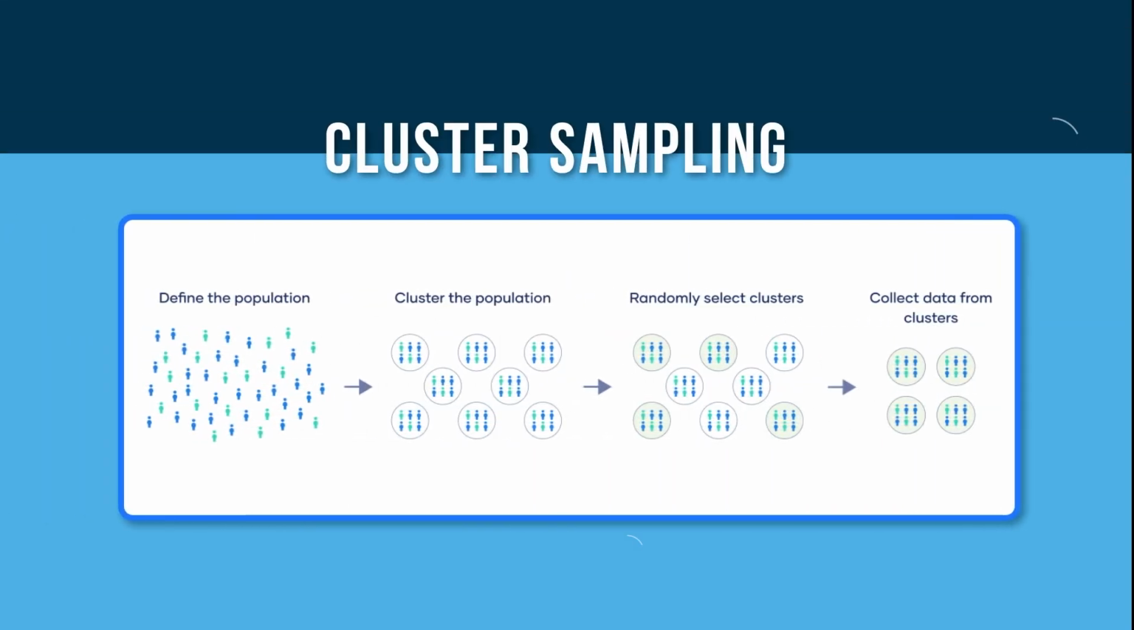Let us see cluster sampling. First we define the population, the complete population. We make clusters. As you see here, we try to make clusters in such a way that from all the clusters, the whole population is represented.